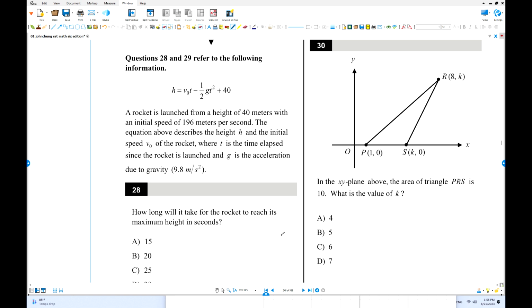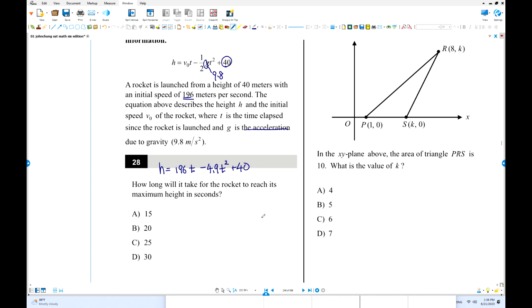Right here is number 28. The height is the initial velocity, v0 t, minus 1 over 2 g t squared, okay. You know what g is, right? g is the acceleration, right? So 9.8. This is physics, okay? The initial height is 40. Now put in the numbers, initial speed is 196. You can set this up: h equals 196 t minus 1 over 2 times 9.8, which is 4.9 t squared, plus 40.